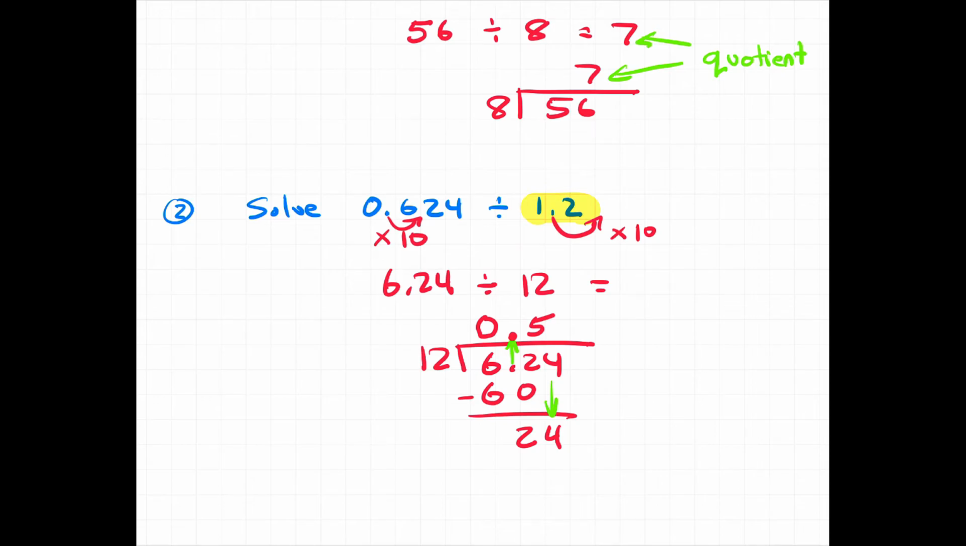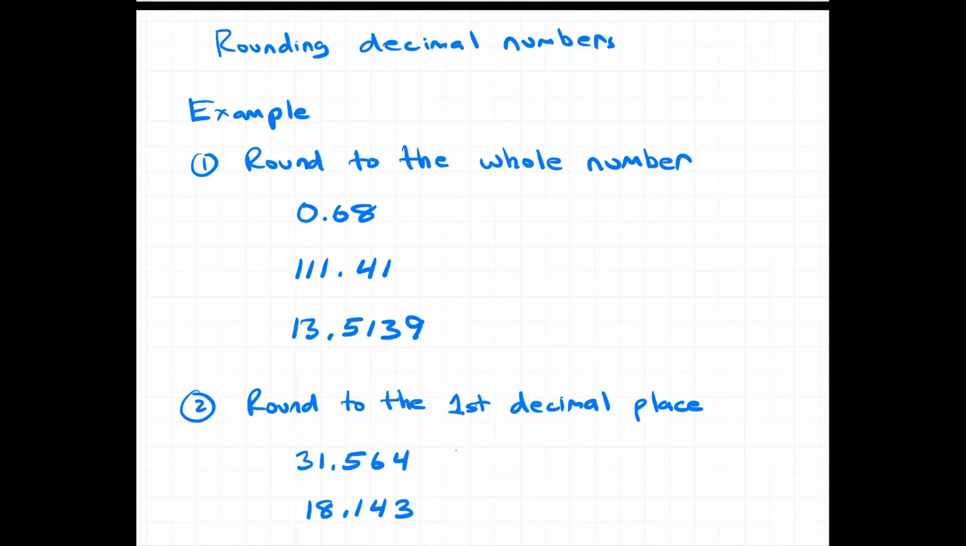So now I'm checking to see if 12 will divide into 24, and you can see it does. It divides in there 2 times. So the answer is 2. 2 times 12 is 24, and our remainder here is 0, so we are done. So the answer to this question is 0.52.